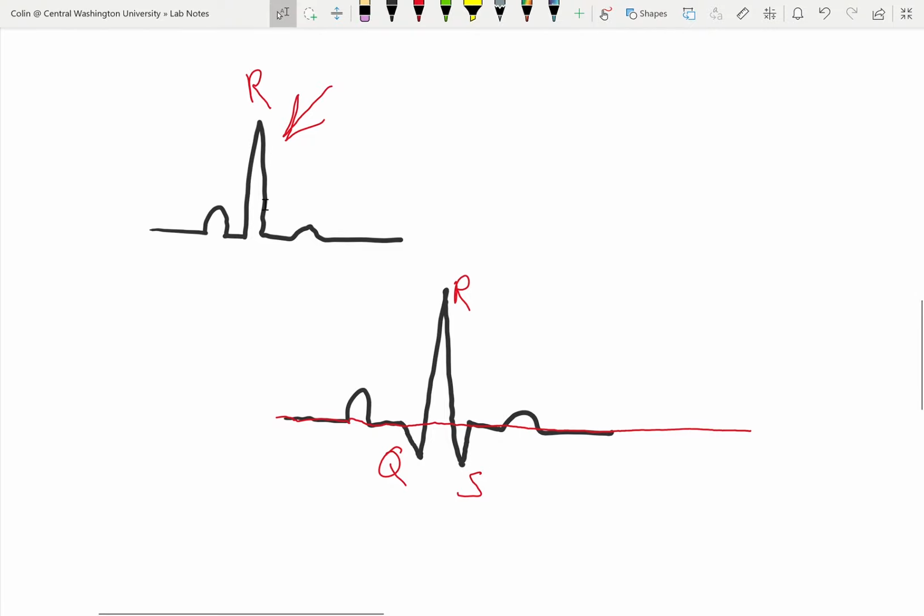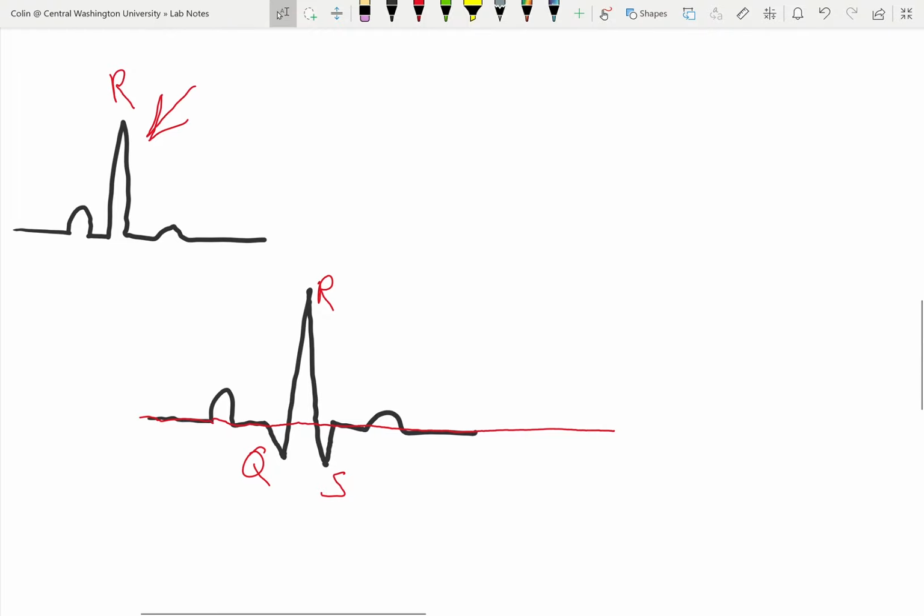Now, this one over here, this is just an R wave, right? There's no negative deflection, and there's no negative deflection over here. It's just positive, so we would just say that's an R wave. Now, the obvious question is, is this healthy or unhealthy, or does it matter? And the truth is, no, not really. In very specific circumstances, seeing Q waves right here could be a problem. But in general, no.